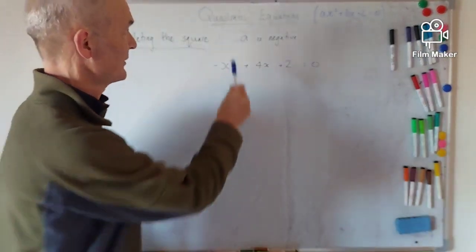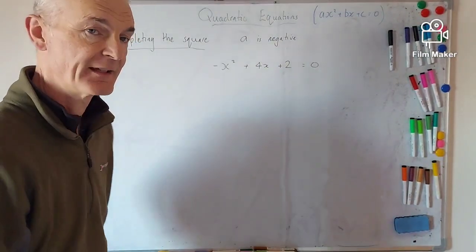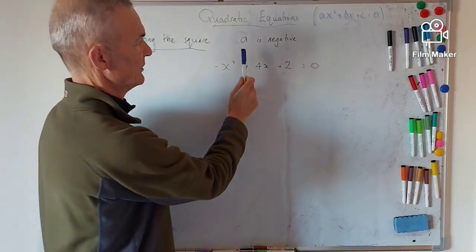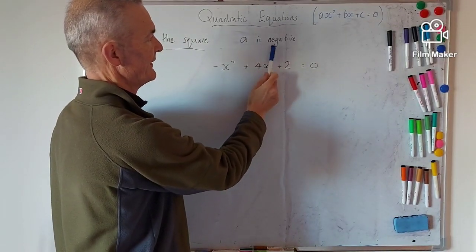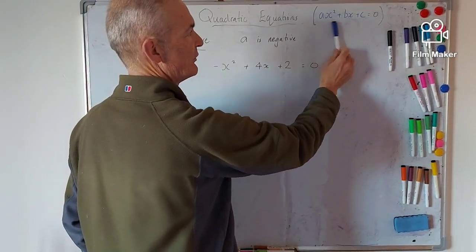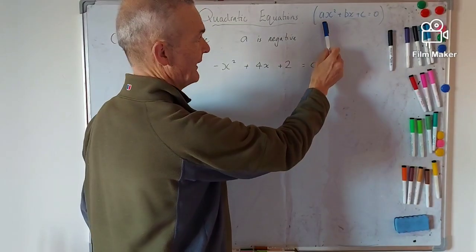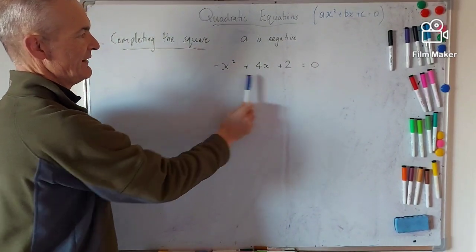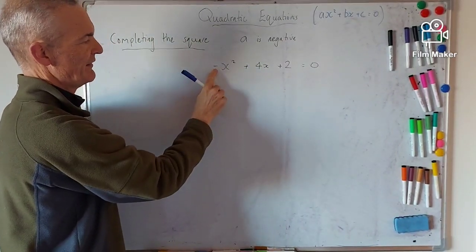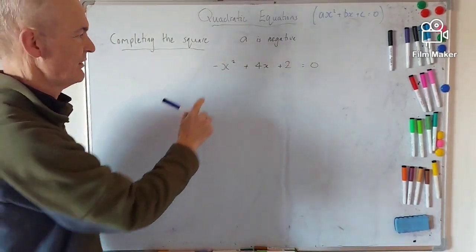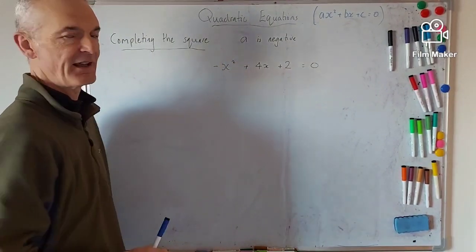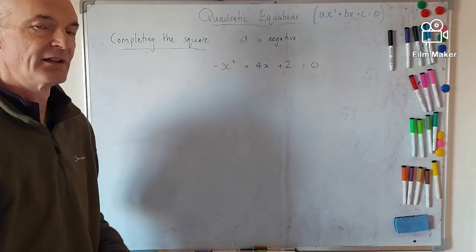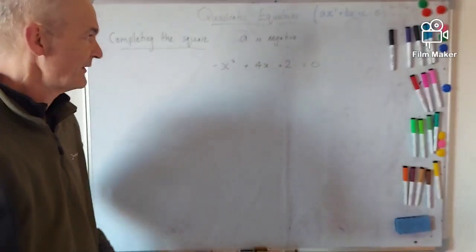Today we're looking at quadratic equations and in particular completing the square. And we're looking at where a is negative. So remember, here's our general form of the quadratic and a is this coefficient here and it's negative. In this case, remember that this is -1 there. We don't write the 1 in there, but it is there. So it's -1x squared. So how do we complete the square on this?